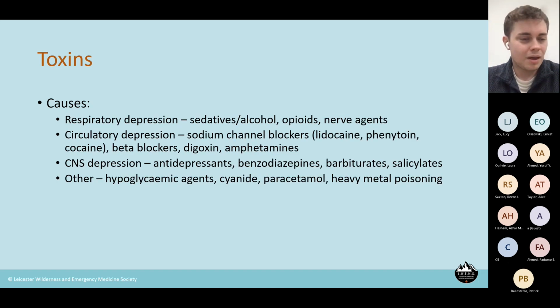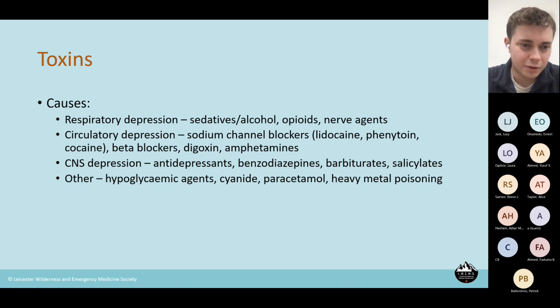Very good. Okay, so toxins, there's so many different drugs and toxins that can lead to cardiac arrest. It would be impossible to cover all of them, but you can broadly group them into how they cause cardiac arrest. So respiratory depression is a common one, so sedative medications and alcohol. Opiates cause central respiratory depression, and nerve agents as well.